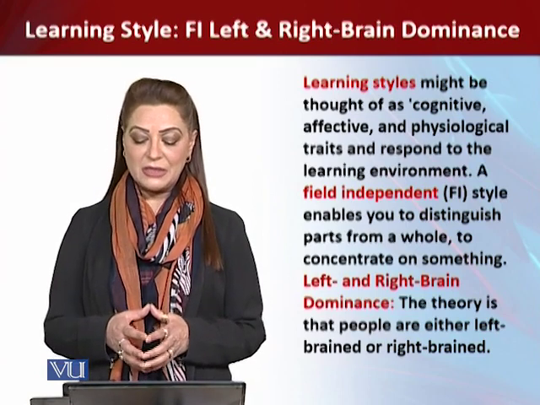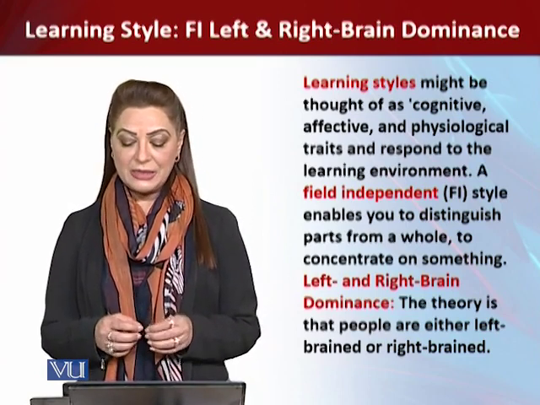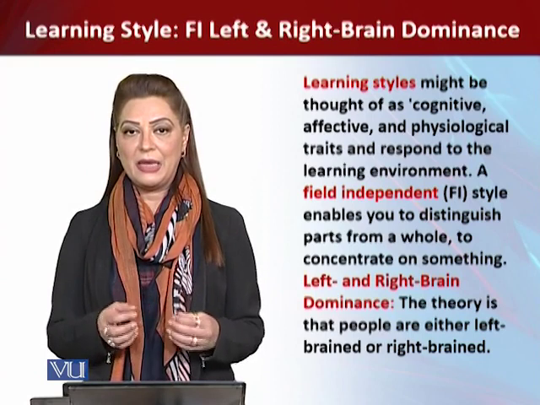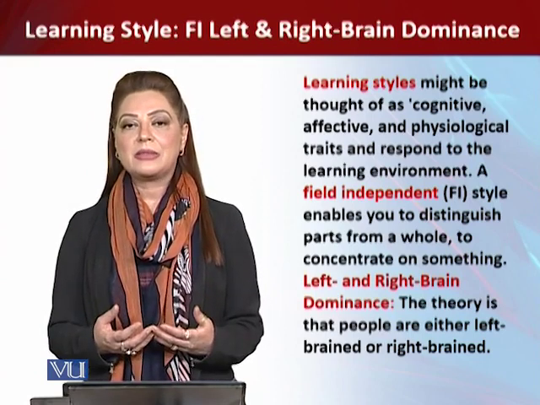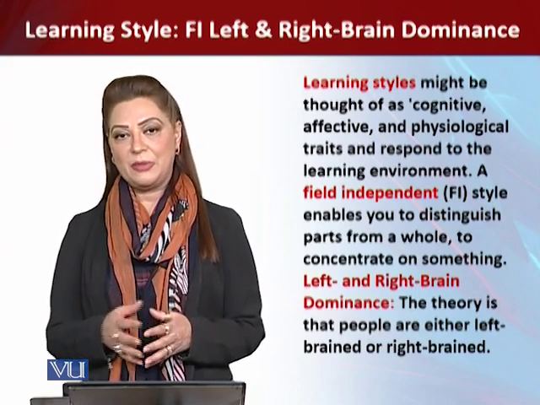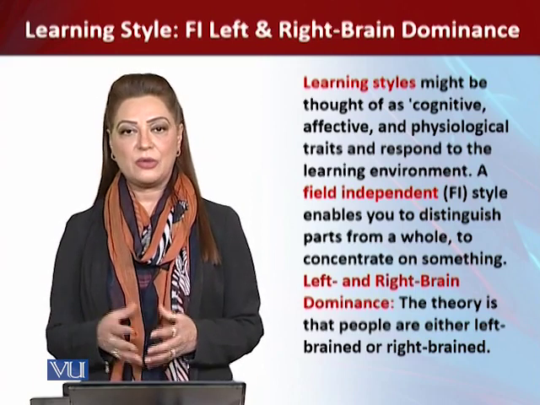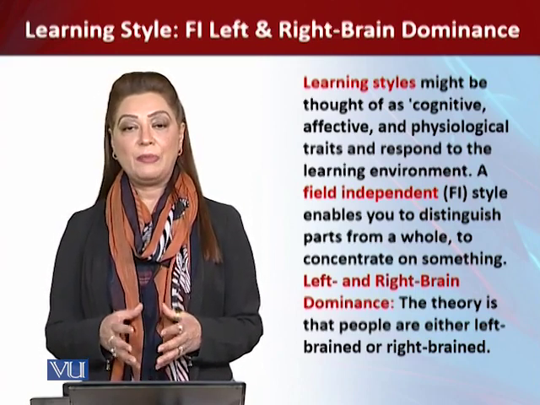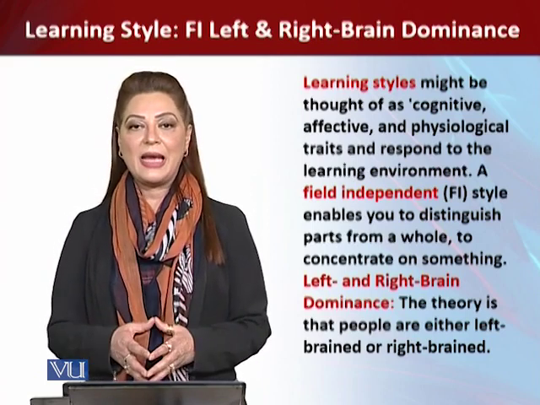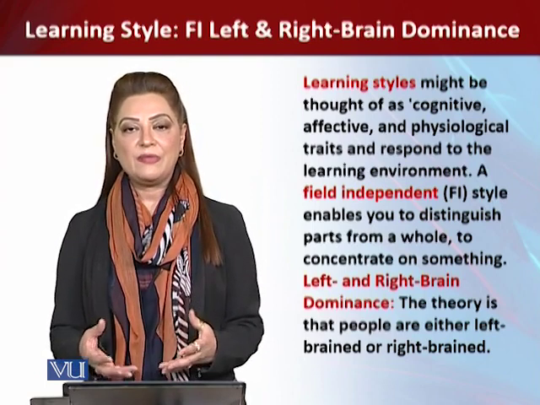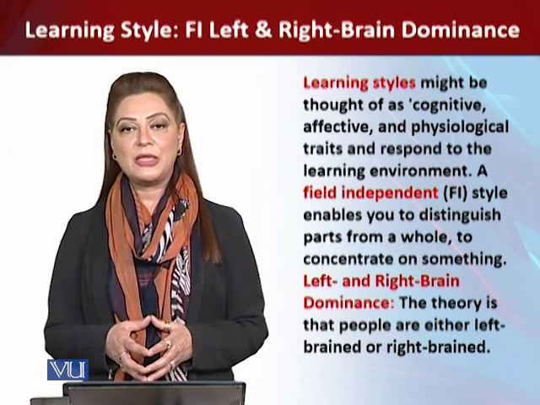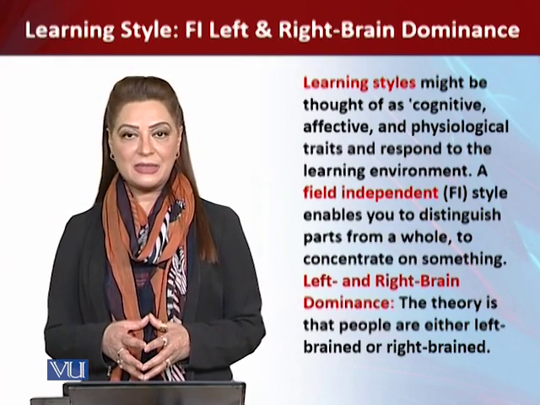Then we have left and right brain dominance. That is the theory that people are either left-brained or right-brained. That is, among certain people the left brain dominates, and in others maybe the right brain dominates. So what happens when the left brain dominates, or the right? People with left brain dominance are, as I said, more analytical, and with the right brain they are more creative and more aesthetic. So let's discuss all these in the light of learning styles.